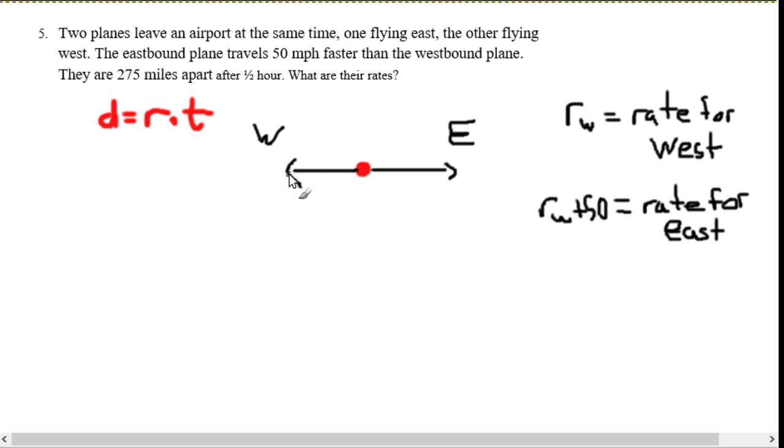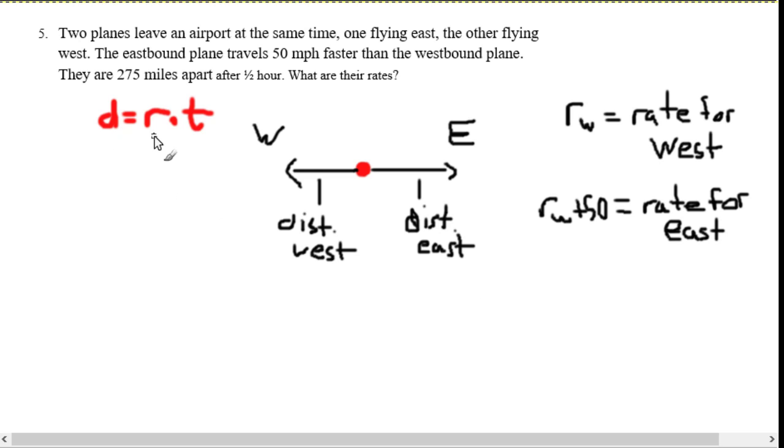Now if you look at the total distance, it's going to be the distance traveled by the westbound plane, okay, and it's going to be the distance traveled by the eastbound plane. Okay, distance west and distance east. So the total distance, if I look at it, right, it should just be whatever the distance of the westbound plane is plus whatever the distance of the eastbound plane is.